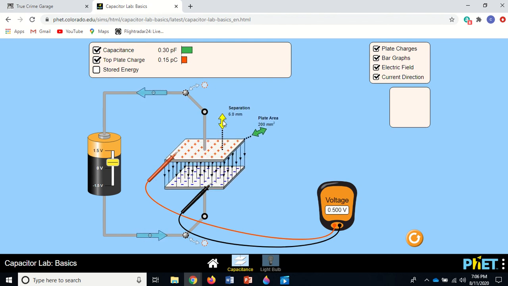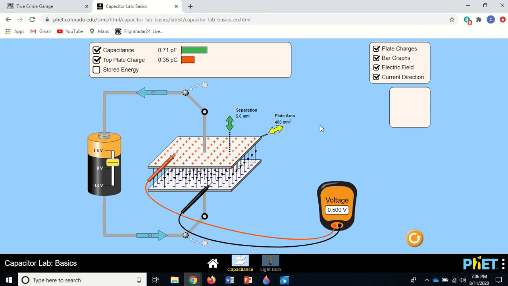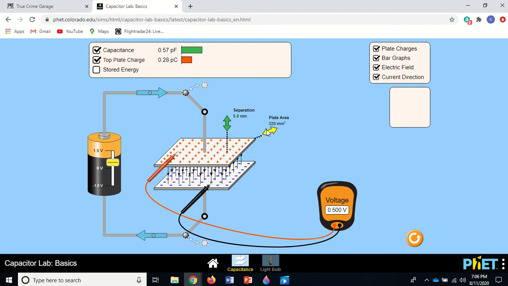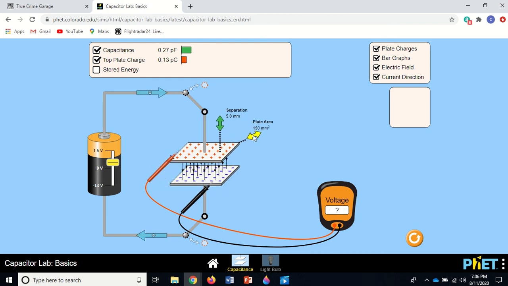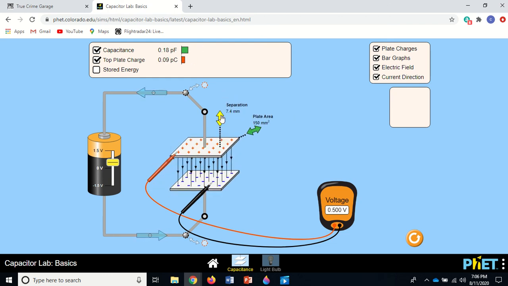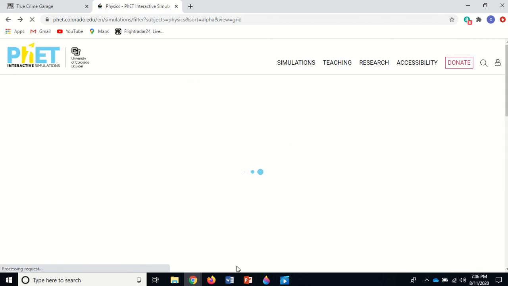Because I can change the capacitance there, I can change the charge, I can change the area. Well, that's all further they'll let me go. So I can change the area, change the distance between the plates, and other stuff here. Anyway, there's a whole lot more we could have done with this lab. All right, so let me go and find out where we're going next.